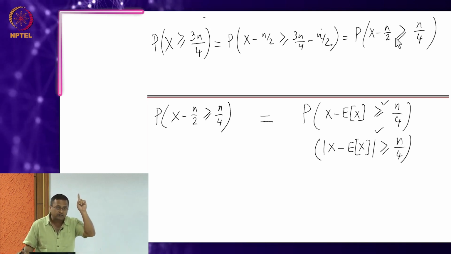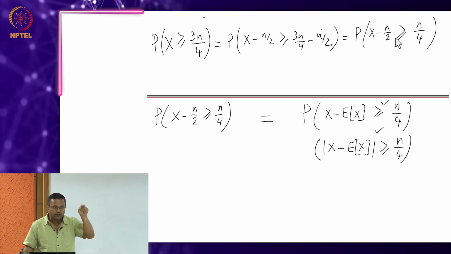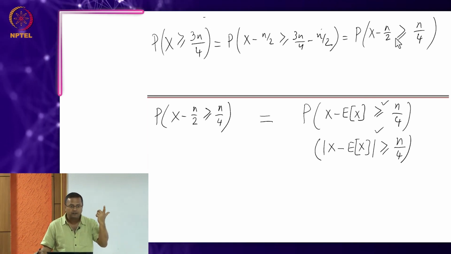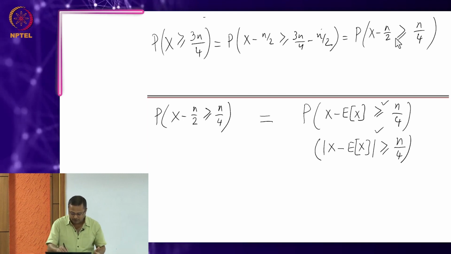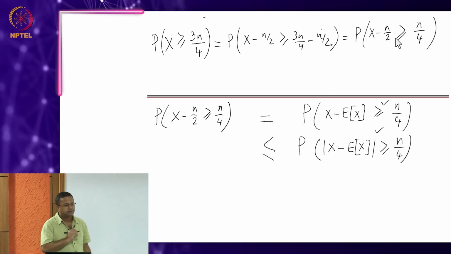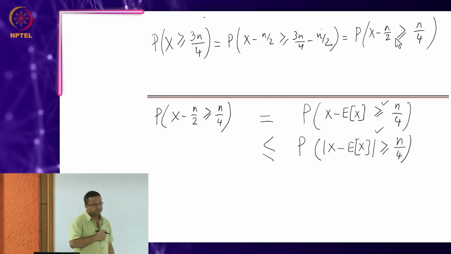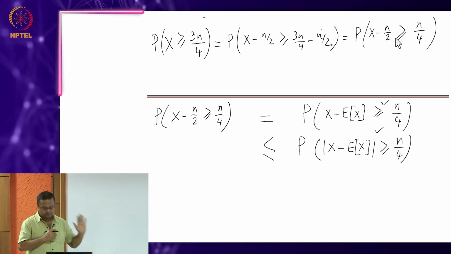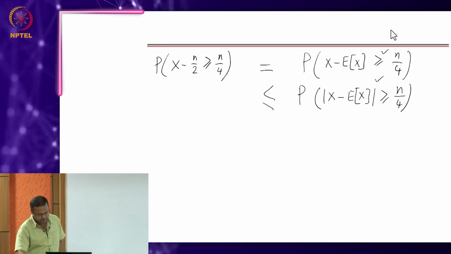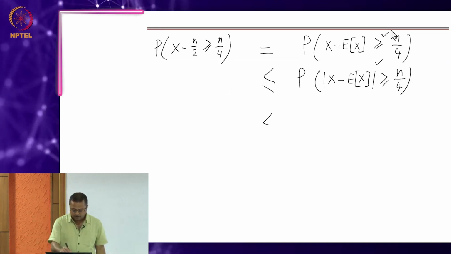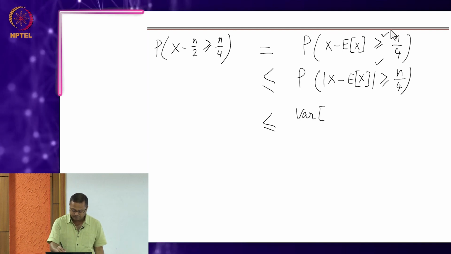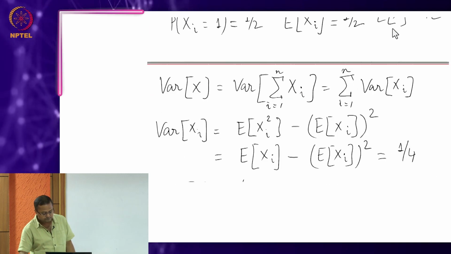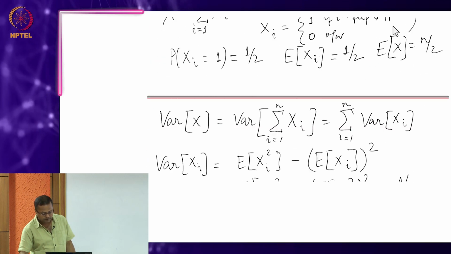And yesterday, while discussing the axioms, we had made a proof that if A is a subset of B, then the probability of B is always greater than or equal to the probability of A. So I apply that here to get this inequality. Now this is perfectly in Chebyshev form. So Chebyshev tells you variance of x by what? A square.